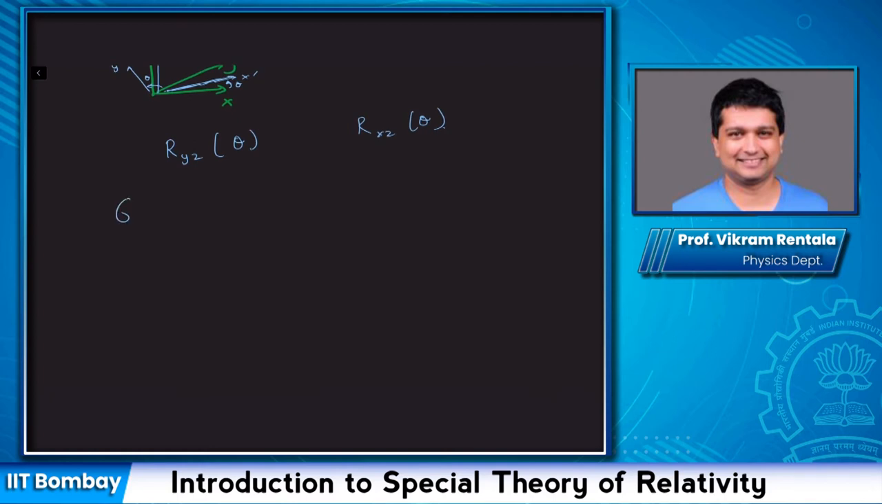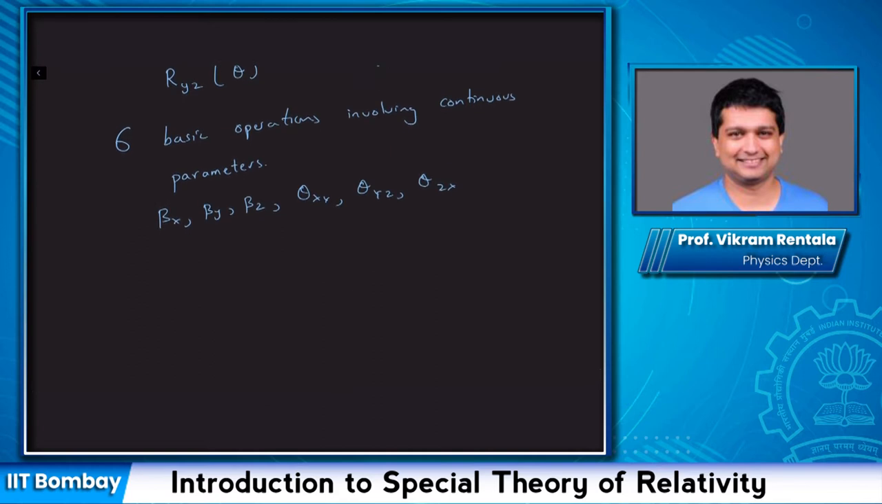So this gives us a set of six basic operations involving continuous parameters. These continuous parameters are the boosts in the x, y, z direction, and rotations in the xy plane, rotation in the yz plane, and rotation in the zx plane.